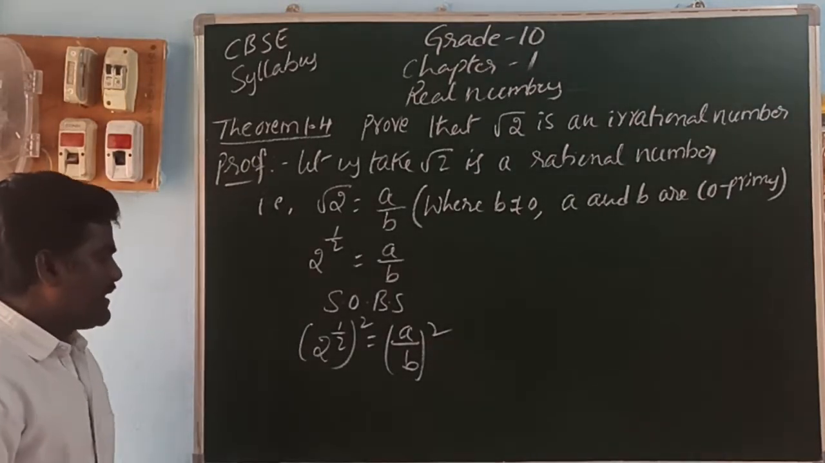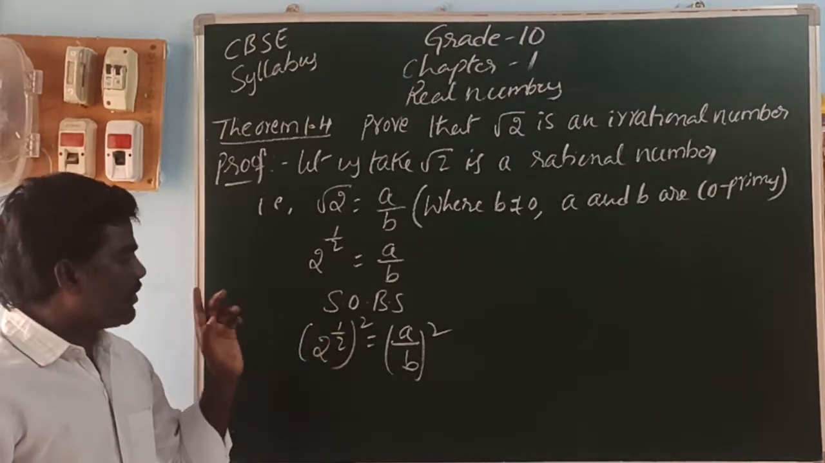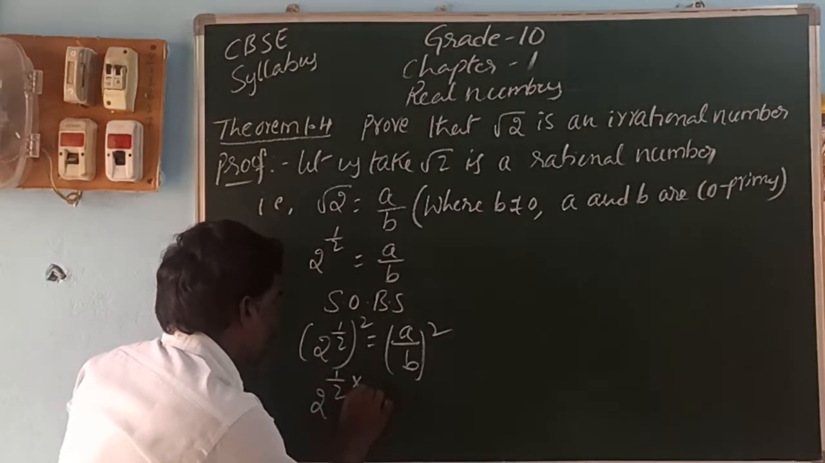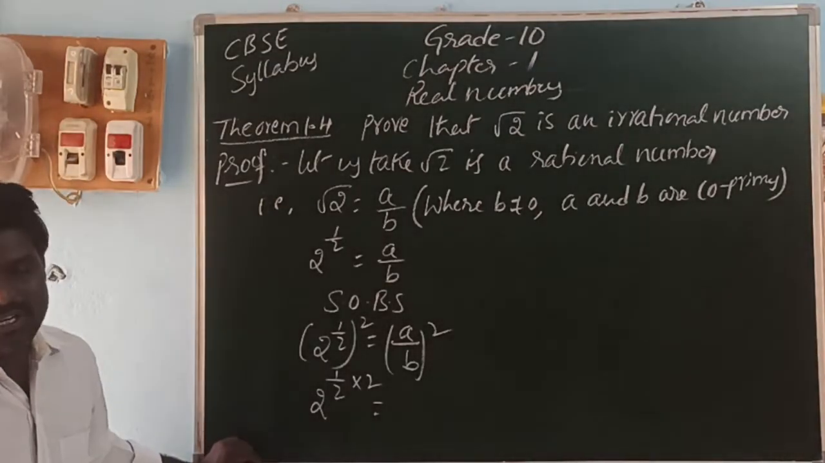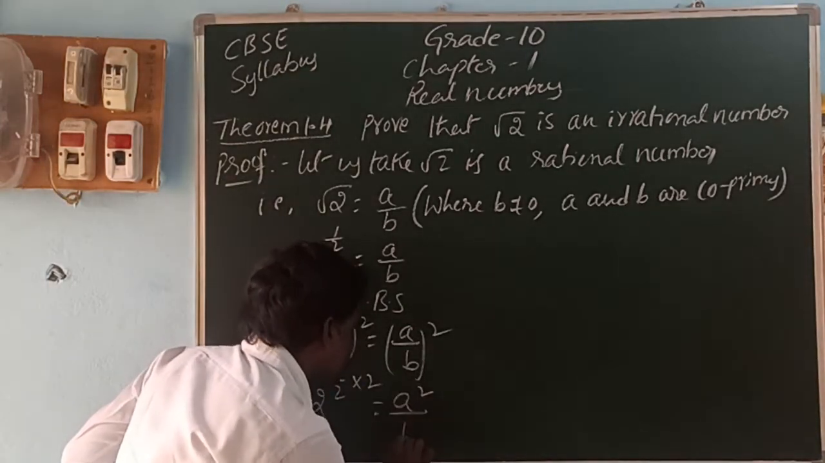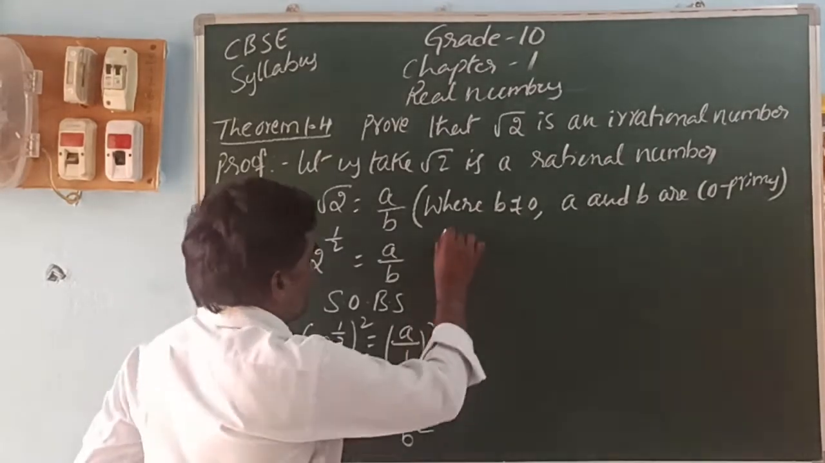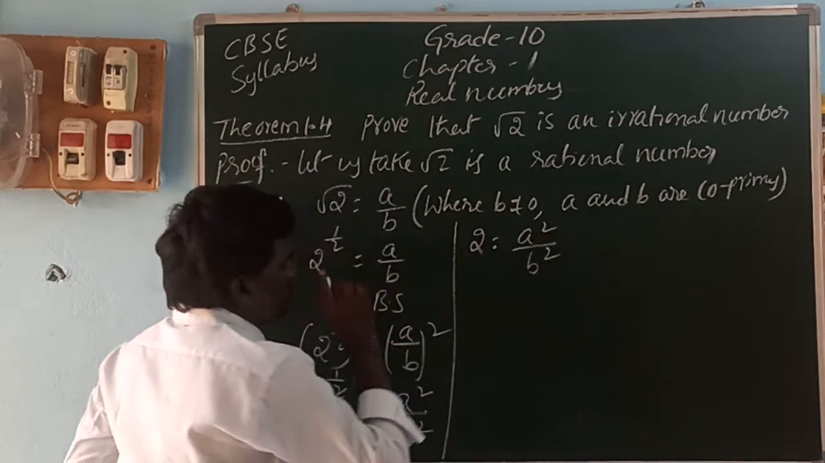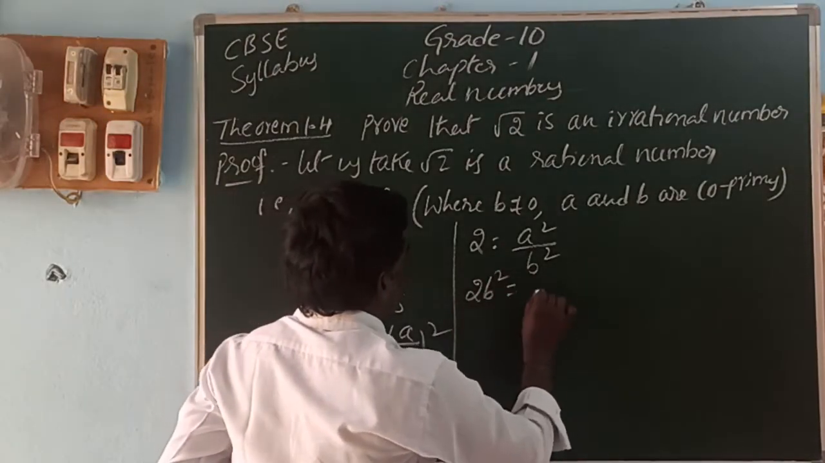Okay, here in the LHS, by the laws of exponents, a power m whole power n is equal to a power m into n. So that is 2 power 1 by 2 into 2. In the right side, it is in the form of x by y whole power m, that is equal to x power m by y power m. That is we can write as a square by b square. The 2 cancels. So 2 is equal to a square by b square. Multiplying by b square, we get 2 b square is equal to a square.